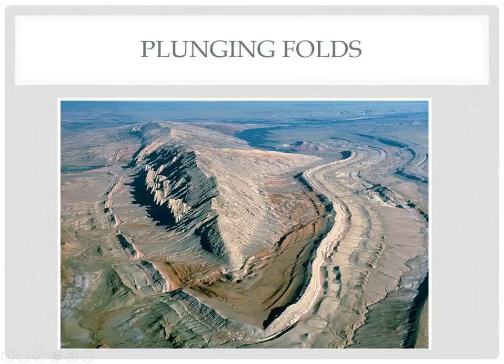Now here's a beautiful example of a plunging fold. I showed you this earlier on. This is Sheep Mountain, Montana. So this is one mountain that is an entire plunging fold by itself. So what kind of fold is this? Is it a plunging anticline or a plunging syncline?